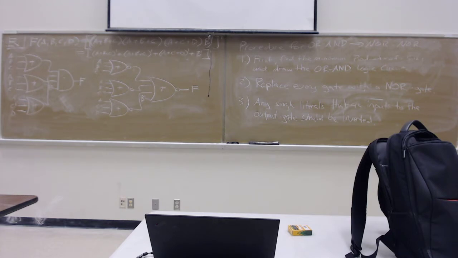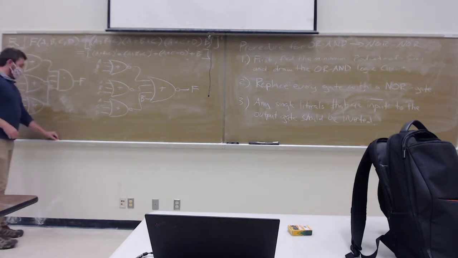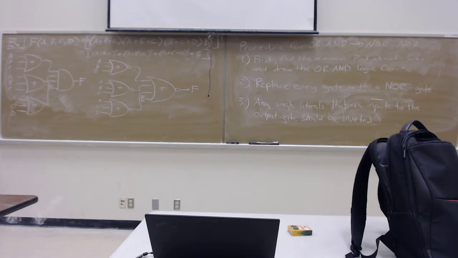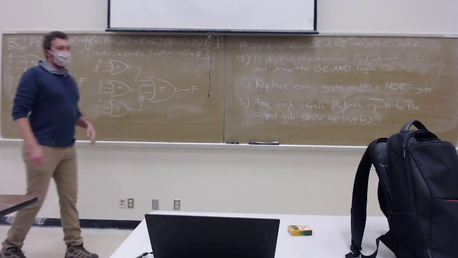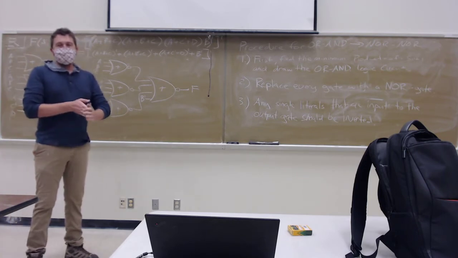All right. So that's how we create a circuit of NOR gates. The difference here is we're going to start with a product of sums so that we can get OR AND, then everything else is the same. Any questions about that? No.